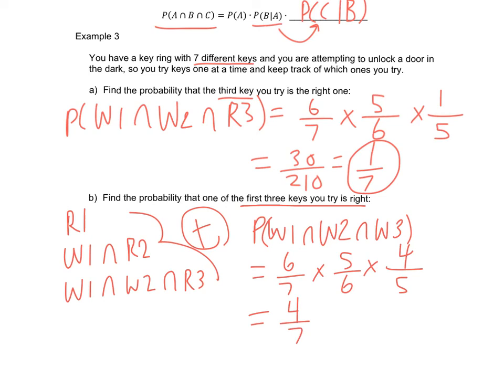So then if I want the probability of at least one of them being correct, I could do 1 minus 4/7. And that would be 3/7. So the probability that one of the first 3 keys you try is correct would be 3/7.